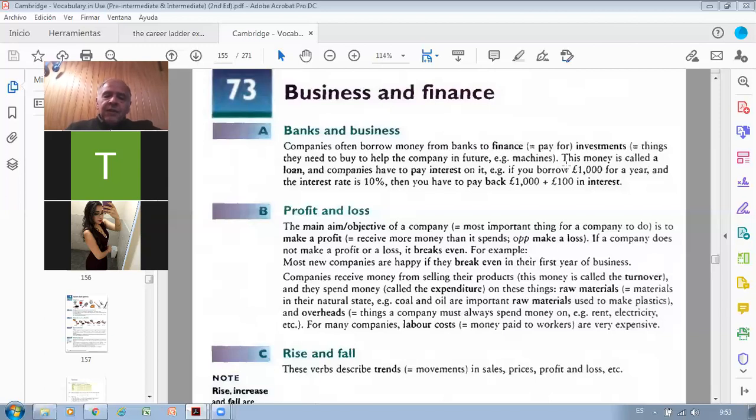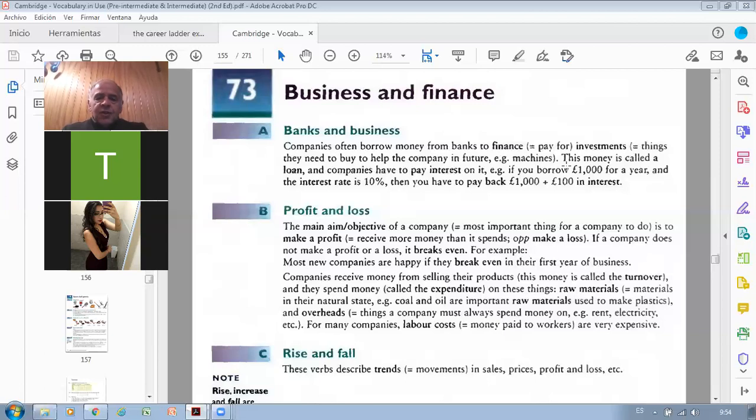Profit, the profit of an investment, recuerden investment e inversión. For example, I invested 1 million pesos in this business. I invested that. And I get a profit of 500,000. Or I got a loss of 500,000. So profit is what I earn more, and loss is what I lose with this business. All right. So ganancia y pérdida. Eso es profit and loss.